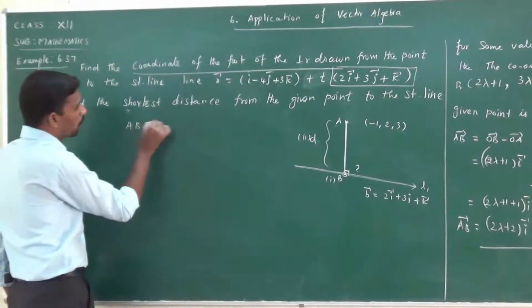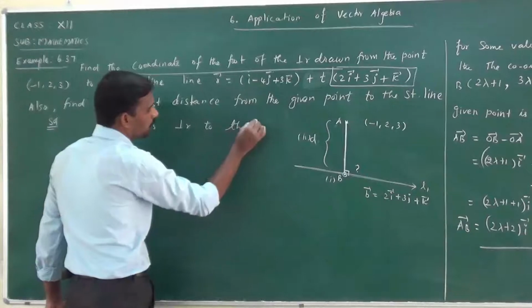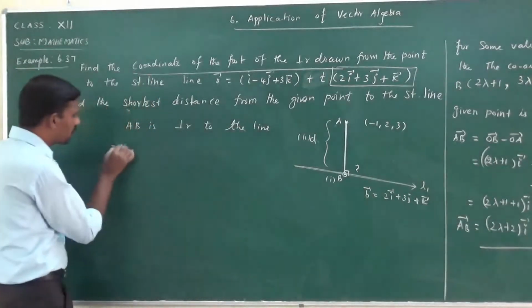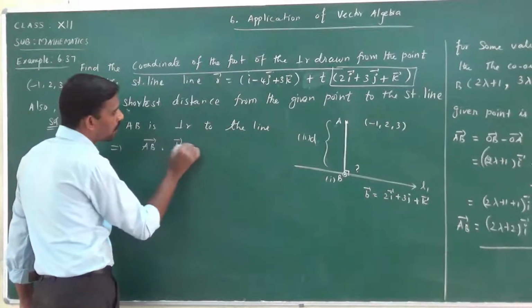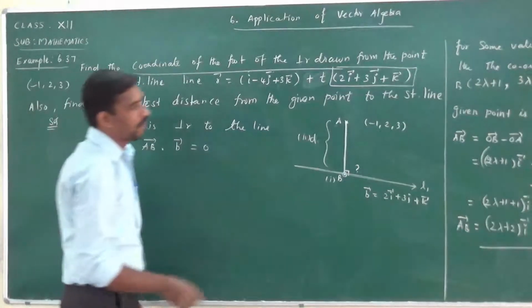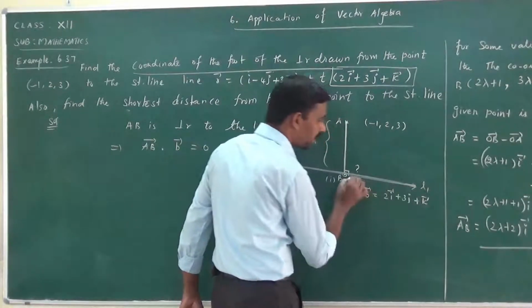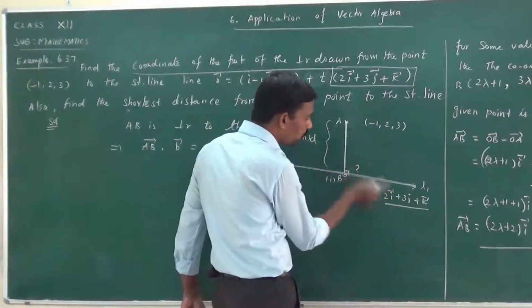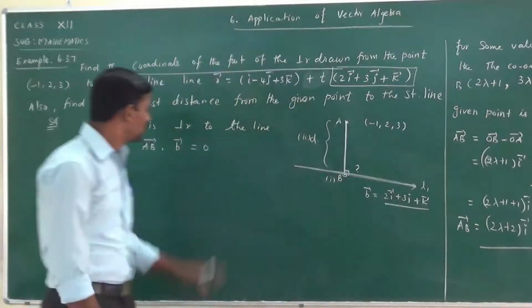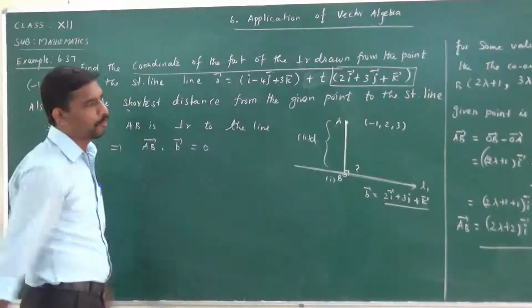AB is perpendicular to the line, isn't it? This implies AB vector dot b vector is equal to 0. This is the AB vector. Here, this is a line. The line contains a parallel vector, isn't it? It is a vector. So these two vectors are perpendicular. These two vectors are perpendicular means what? The dot product of the two vectors will be 0.